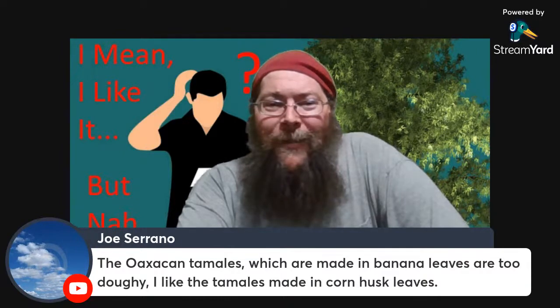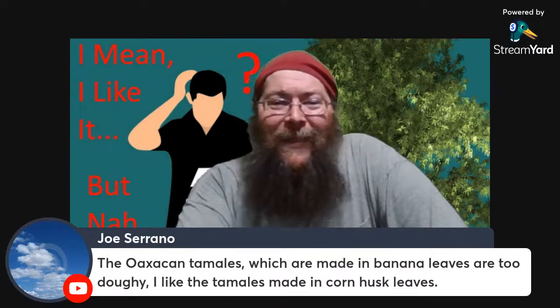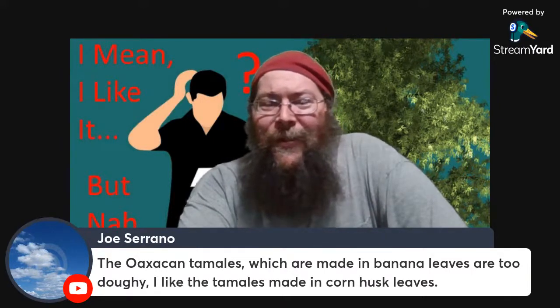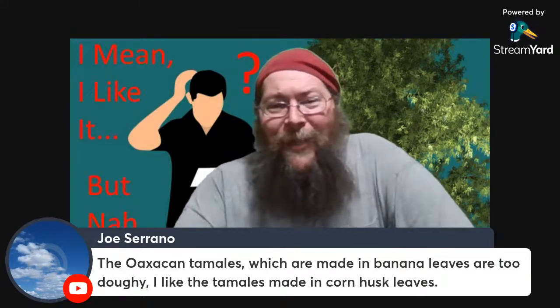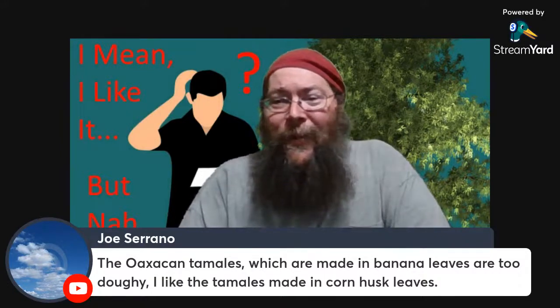The Oaxacan, am I pronouncing that right? Tamales, which are made in banana leaves, are too doughy. I like the tamales made with corn husk leaves. I didn't even think about that. I'm probably going to be experimenting a little bit with using canna leaves for cooking too. It's going to be fun.